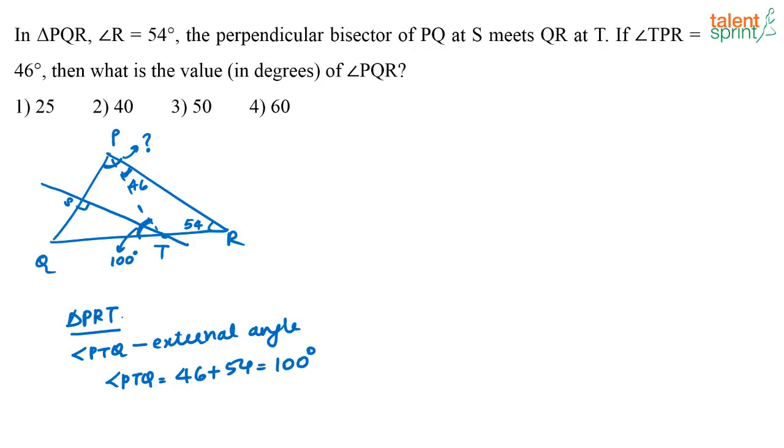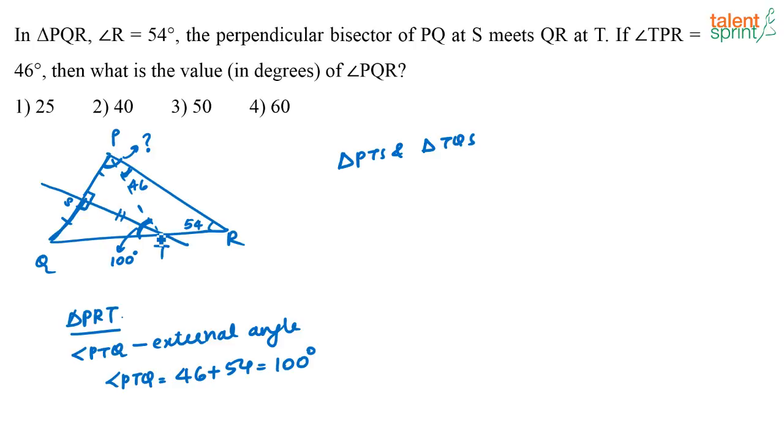Now next thing, consider the triangle PTS and triangle TQS. If you consider these two triangles, what is it that you can see? See, these two angles are 90 degree. Now this side QS is equal to PS, because this is the perpendicular bisector. Similarly, ST is equal to ST.